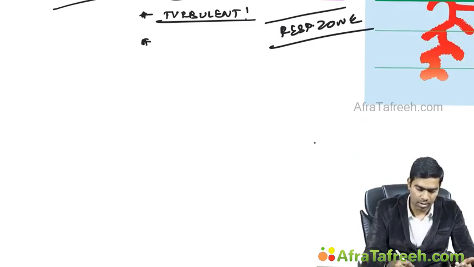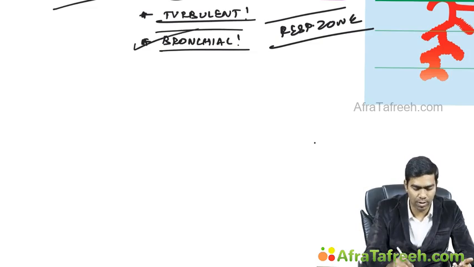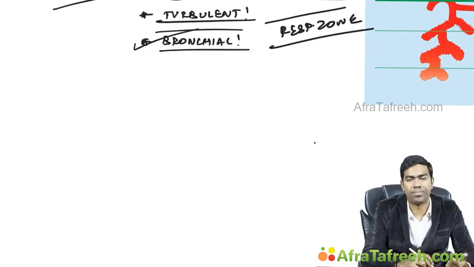Then, what is the vascular supply? Vascular supply of the conducting zone is predominantly made of your bronchial vasculature. That is a bronchial artery and the bronchial veins. Bronchial veins are going to drain the conducting zone, and bronchial arteries are going to supply the conducting zone.